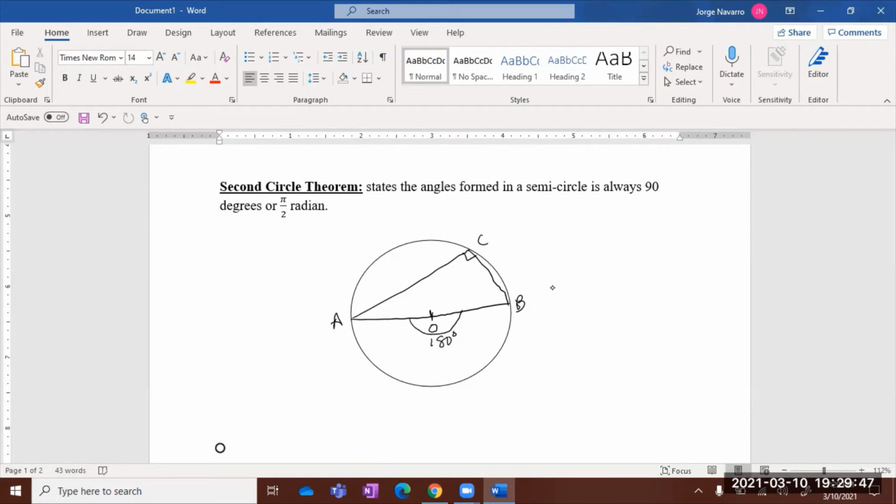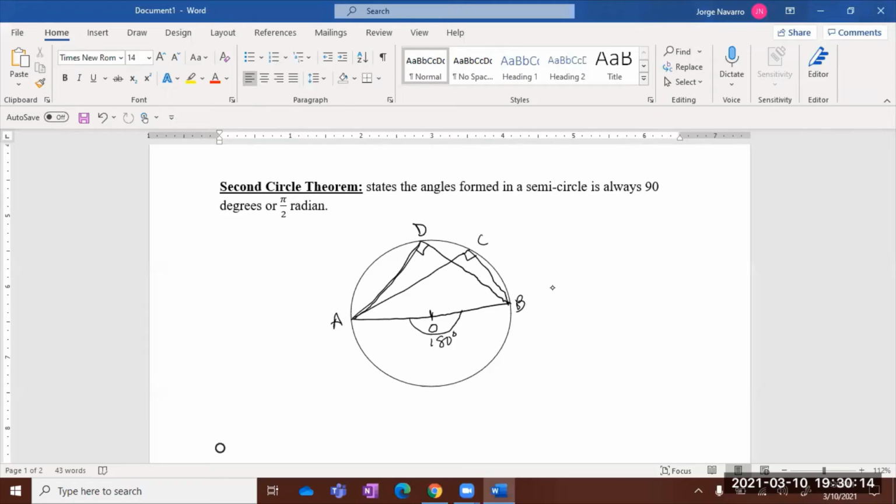Please explain again, sir. I said, once you have a circle that you have a line through the diameter, whatever angle I make, be it here or be it way up here, it doesn't matter where I make it. Once it comes from the semicircle, this angle will always be 90. Yes? Okay, good to know. Yes, sir.